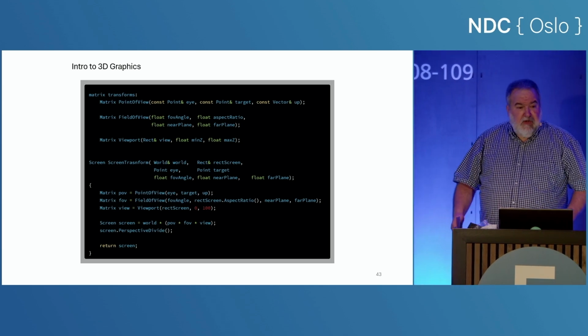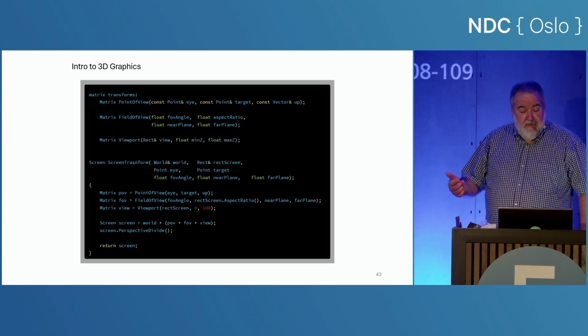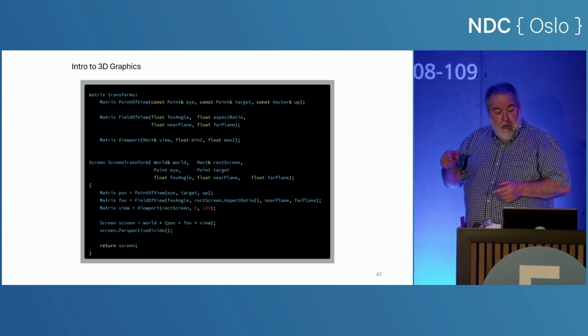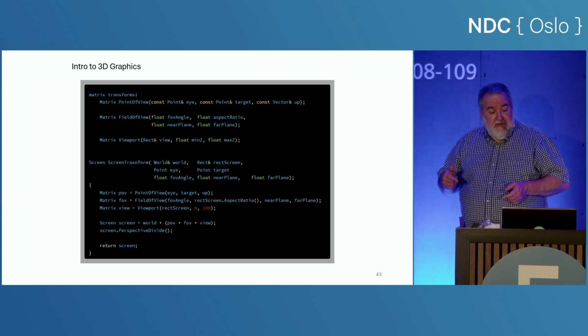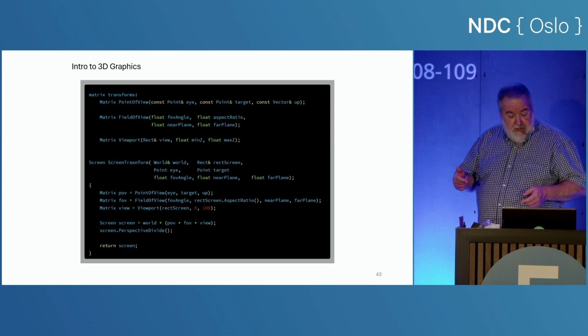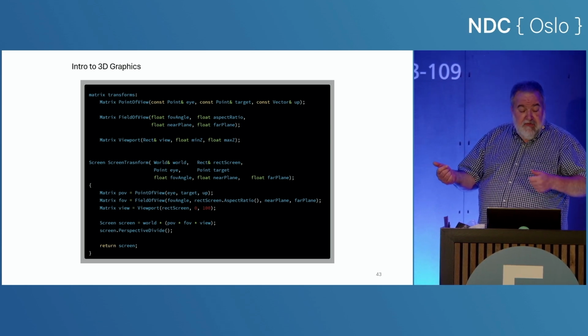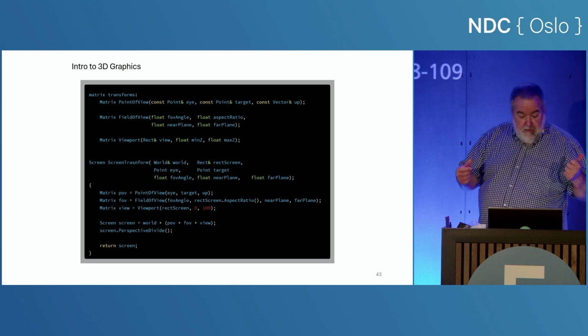There's 3 different matrix operations that happen for this. From the point of view, field of view, and the viewport, I combined those into a single matrix operation. And I do that just to create a single matrix that I can do this transpose from.